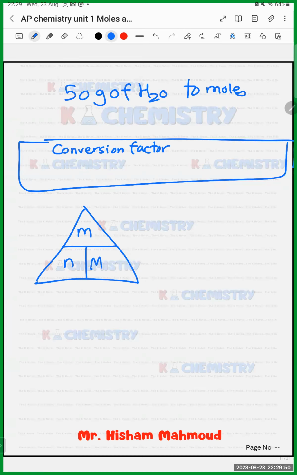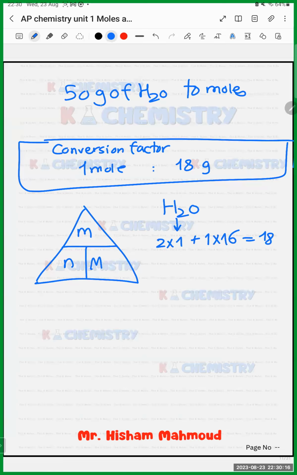So what is the molar mass of water? The molar mass of water, you can find it from the periodic table. As we said here, 2 into 1 plus 1 into 16. So that's equal to 18. This means that 1 mole of water will give us 18 grams per mole. So 1 mole of water has 18 grams as a mass.